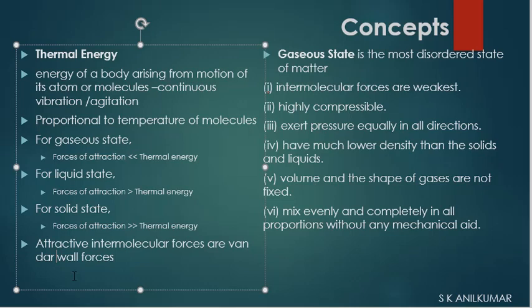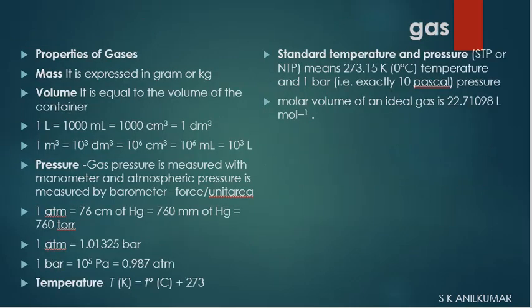The volume and shape of gases are not fixed. Why are the volume and shape not fixed? Because the intermolecular forces are weakest and because they are compressible and exert pressure in all directions, they move in all directions and occupy all the space available in the container. And so, gases mix evenly and completely in all proportions without any mechanical aid. These are the special properties of gases.